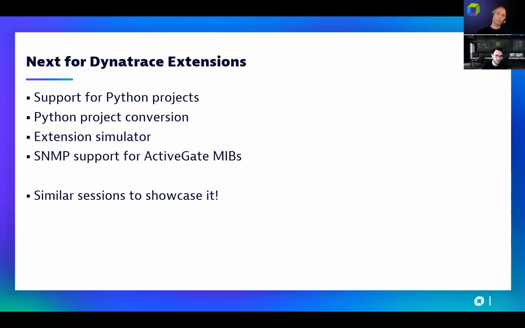Personally, I'm working on an extension simulator, so you don't have to always send those extensions to the cluster and to the OneAgent and ActiveGates. You can get the insights straight into your editor and simulate them using those OneAgents and ActiveGates. And for SNMP, we have a set of MIB files already in the ActiveGate. We can actually get a lot of insights into the editor by browsing those files, and this is something that is also on the roadmap.